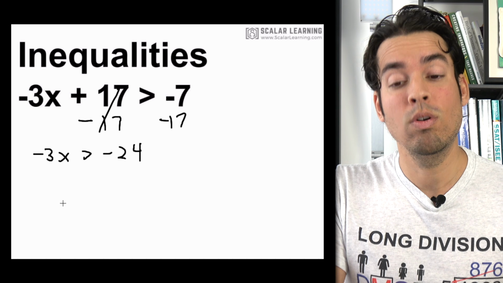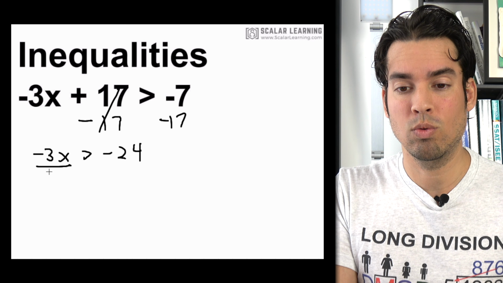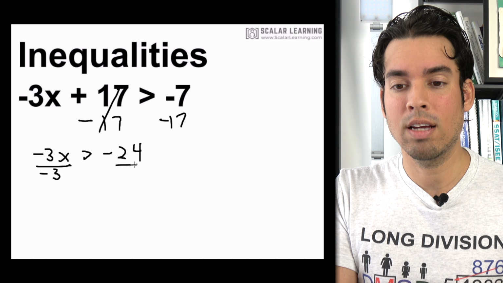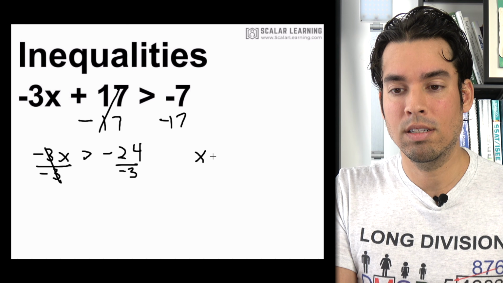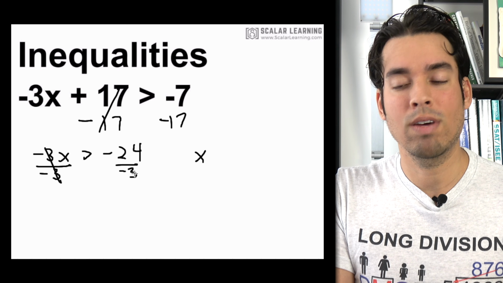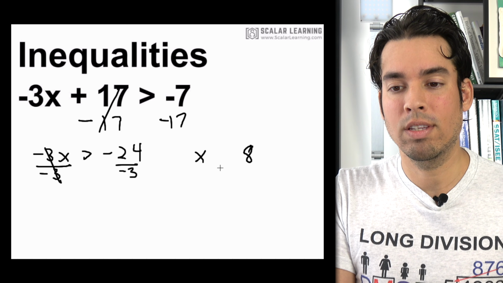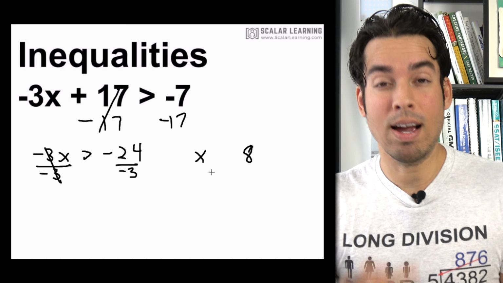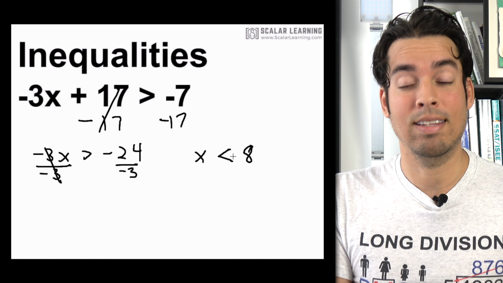Terrific. Now I have to continue to isolate. I need to get rid of that negative 3. It's multiplying, so I'm going to divide. I'm going to divide both sides by negative 3, and we get x is, now here, negative 24 divided by negative 3 is 8. But wait a minute. Normally I'd say x is greater than 8, but because we divided by a negative, we have to flip the inequality, and I say x is less than 8.